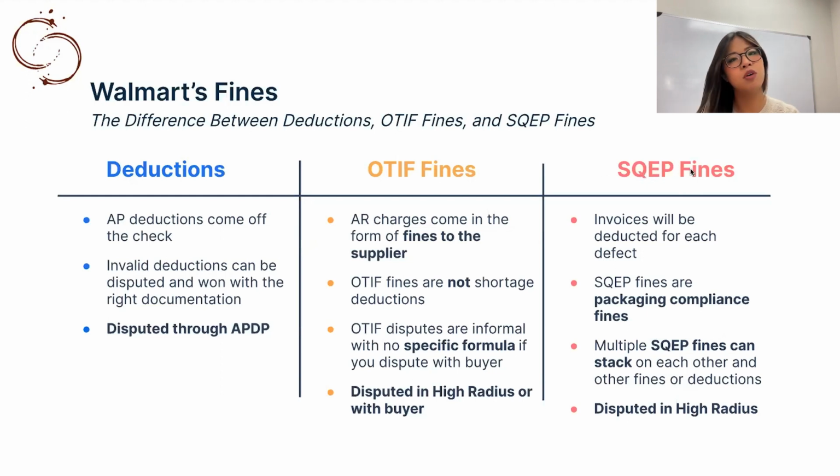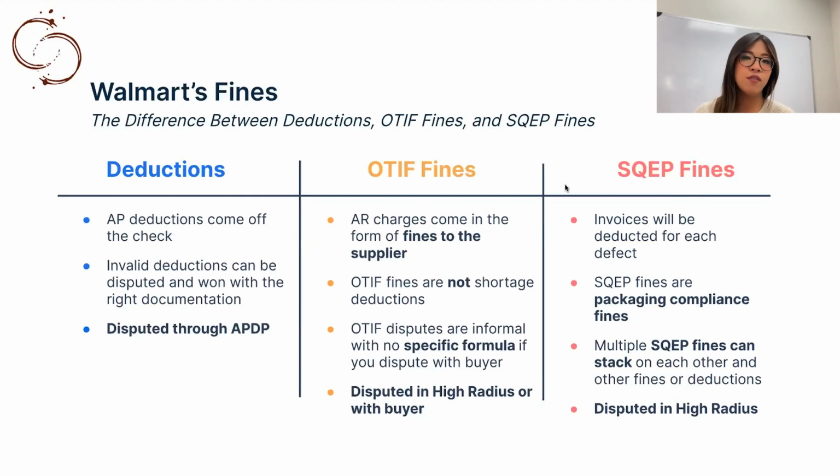SQEP fines, again, this is more on the Walmart U.S. side, but this is like OTIF's cousin. So OTIF fines is really on the on time and in full piece. SQEP is more on the ASN, barcode, labeling, pallet side. So again, they've got their arbitrary set of rules, and if you don't follow those rules, they will then fine you for being out of compliance.